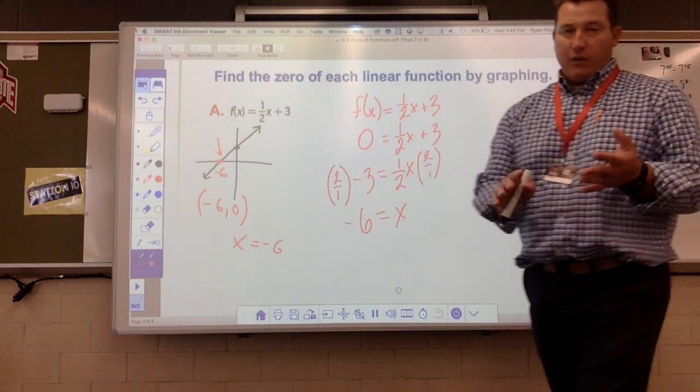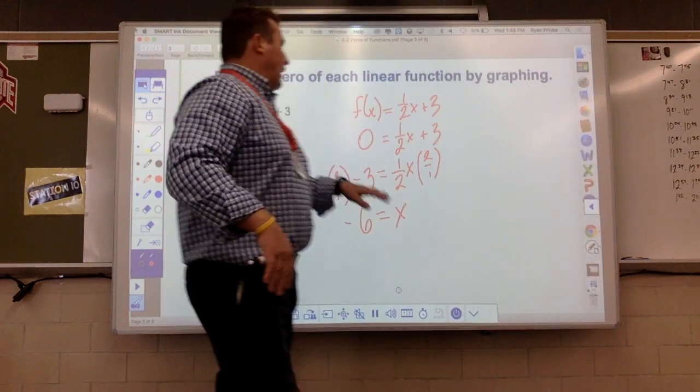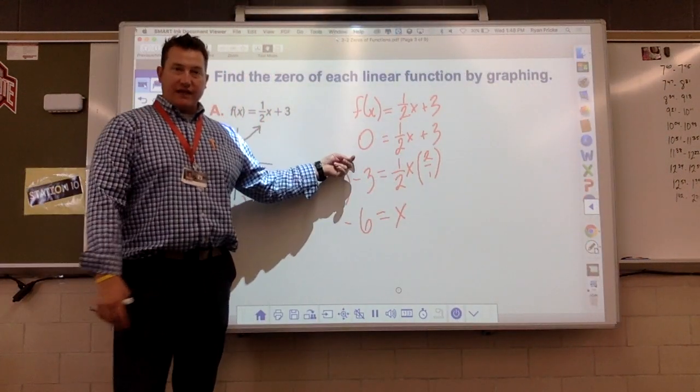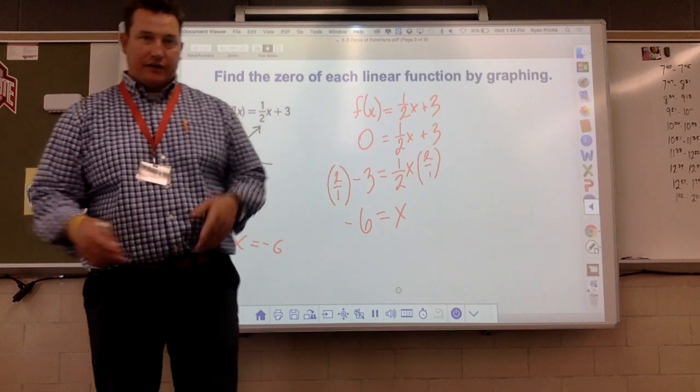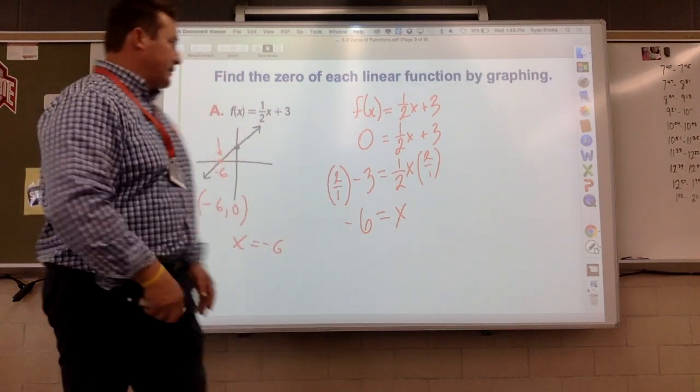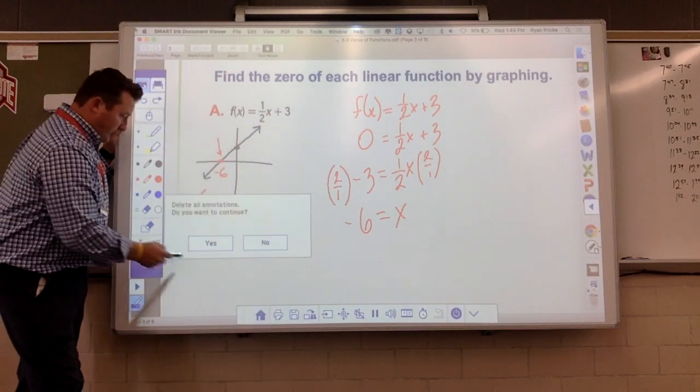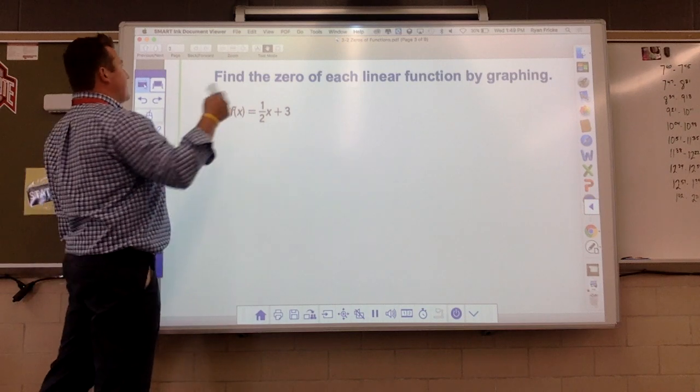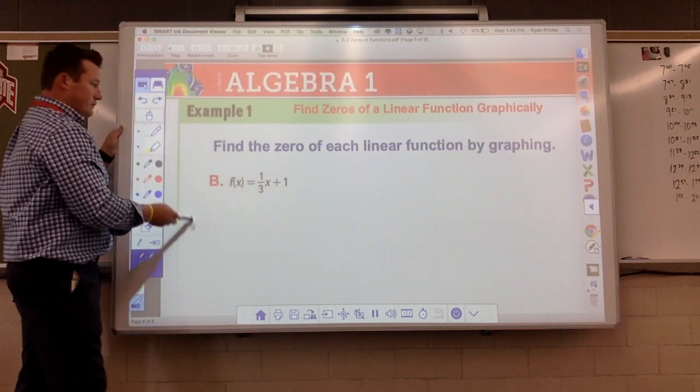Okay, so either way works. We need to be good at both. Honestly, for a case like this, it's just faster to do them algebraically than it is to open up Desmos, type it all in, and go through that whole process. But we get the same thing.